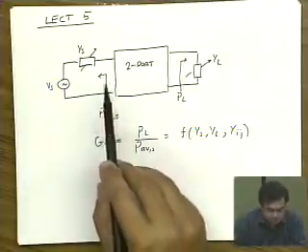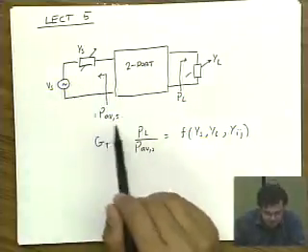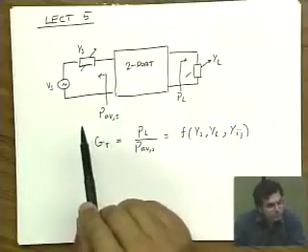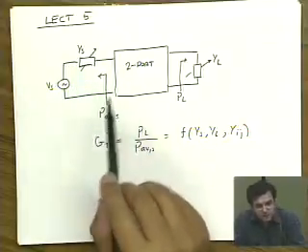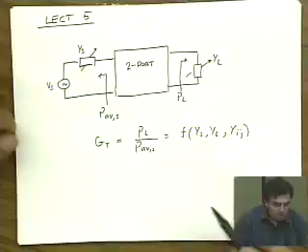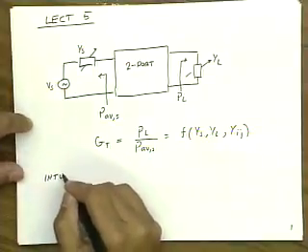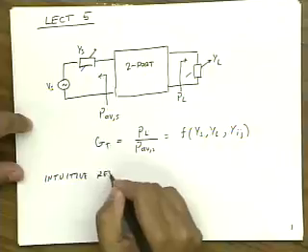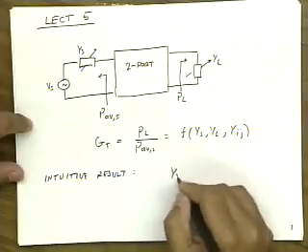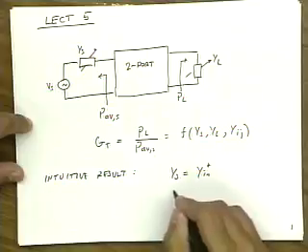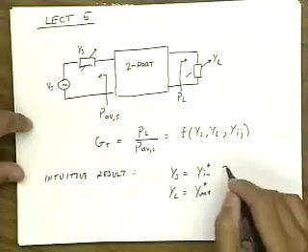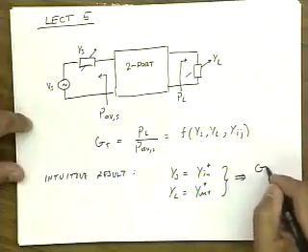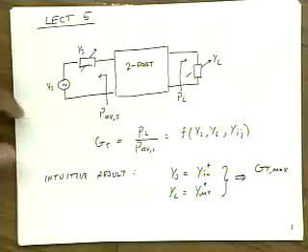From the source side, it's the same thing, right? We want to get as much of the available power into our 2-port. And to do that, we'd like Y source to be the complex conjugate of the input admittance. So the intuitive result is simply make Ys equal Y in star and YL equal Y out star. And this should give us GT max. Any questions about the intuition leading to that conclusion?